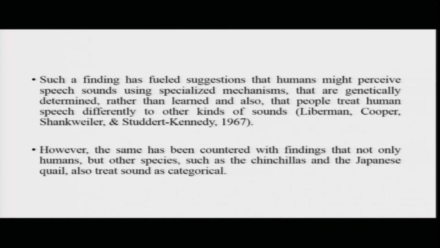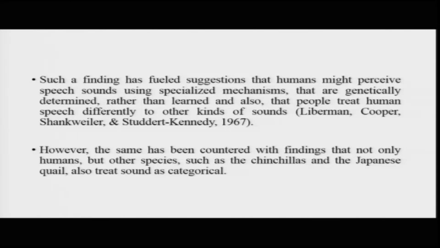Now, such a finding, when you come up with this kind of a result, suggested that humans might perceive speech sounds using specialized mechanisms, because, for example, people weren't able to explain how quickly children are learning this. So they said that maybe what is happening is that children are perceiving speech sounds using very specialized mechanisms that are genetically determined. We are born with these mechanisms, which are genetically endowed to us, and these are the mechanisms that are helping us perceive speech in so many discrete categories. So that is what basically was proposed.